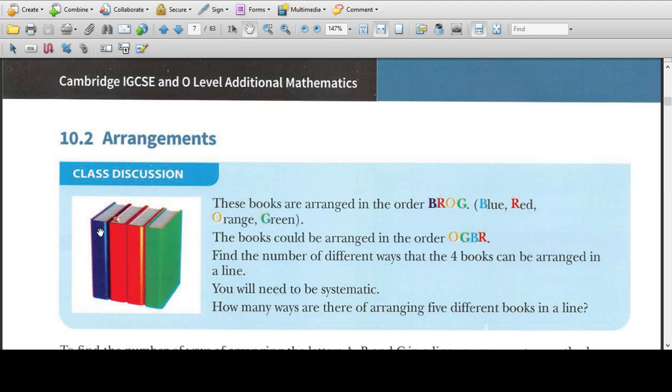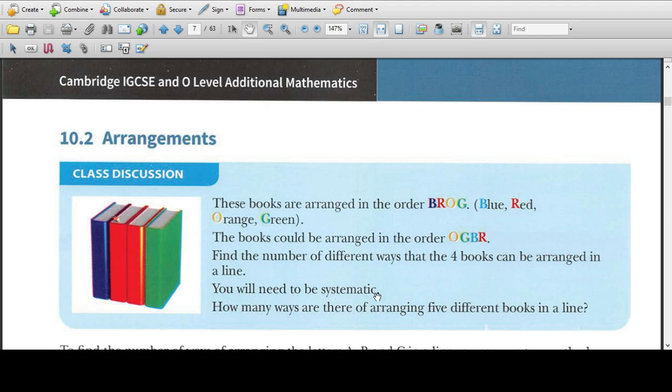So how many ways can we arrange it? We can place the green book here, the blue book here, the orange book here, and the red books here. We can place them in different arrangements. The books could be arranged in the order OGBR or RGBR, BRGO, or whatever. There are a number of possibilities. So find the number of different ways that the 4 books can be arranged in a line.